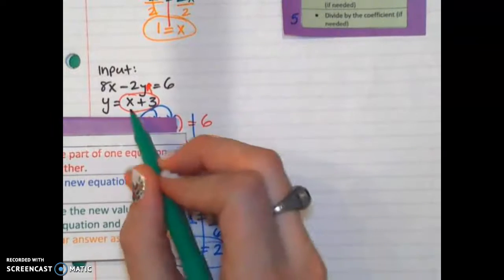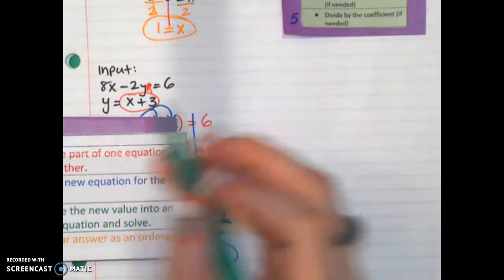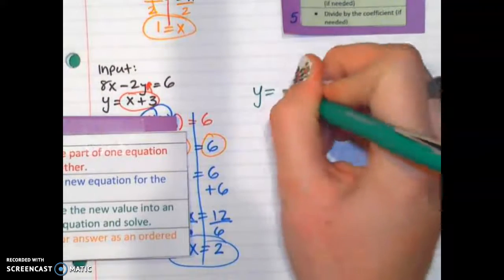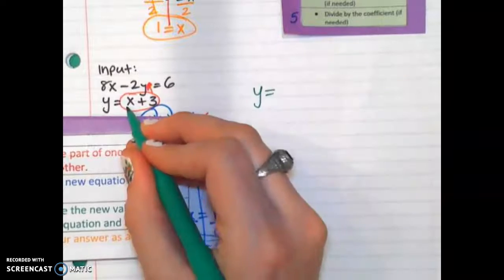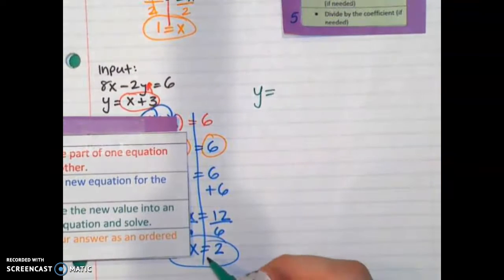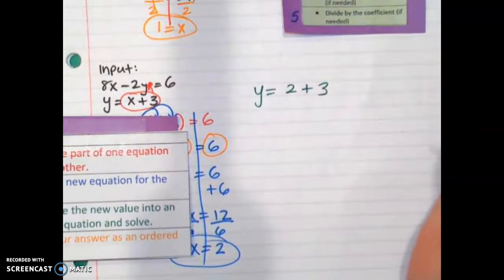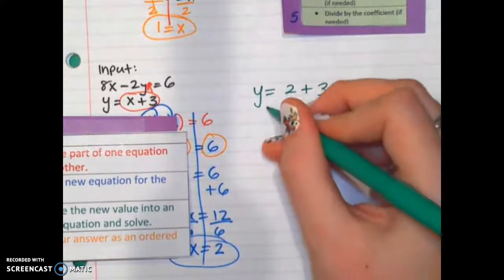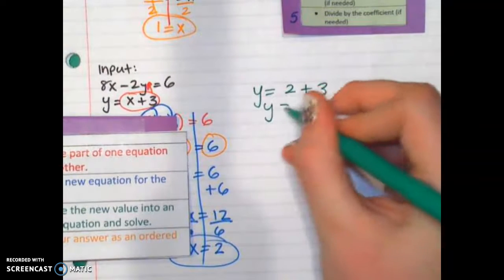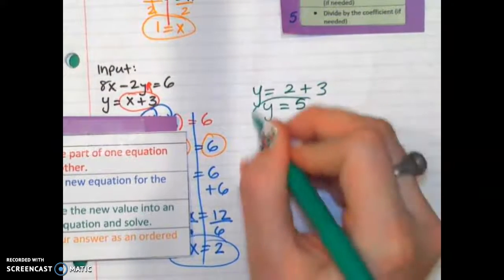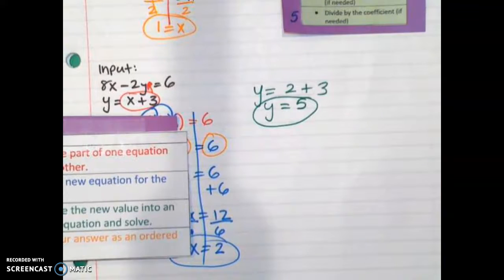So I'm going to rewrite this second equation. y equals, now instead of x, what did we figure out x was? x equals 2, so I'm going to put 2 plus 3. Oh, this is easy peasy. So what's 2 plus 3? y equals 5. Woo.